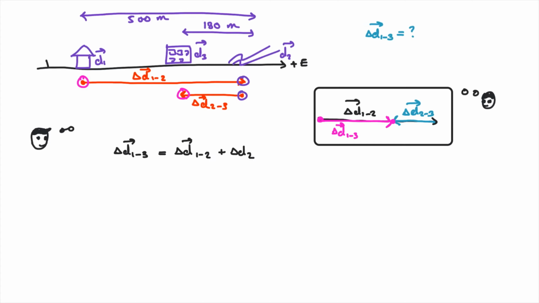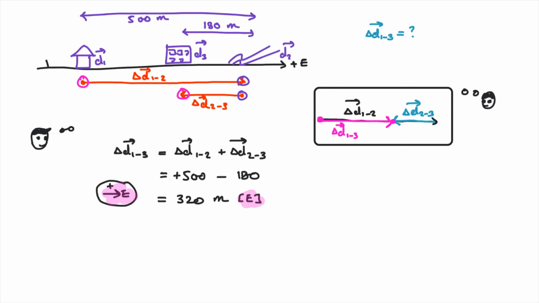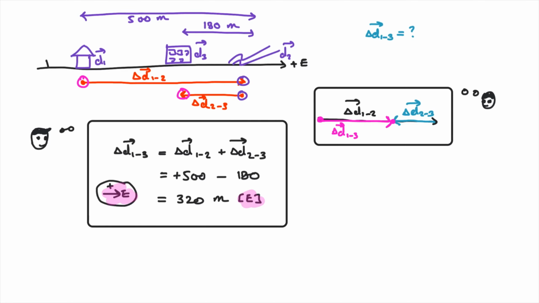If we take east to be positive, then the change in position from 1 to 2 will be positive 500, and the change in position from 2 to 3 will be negative 180. The addition will result in 320 meters east.